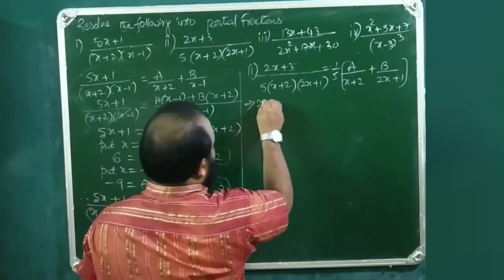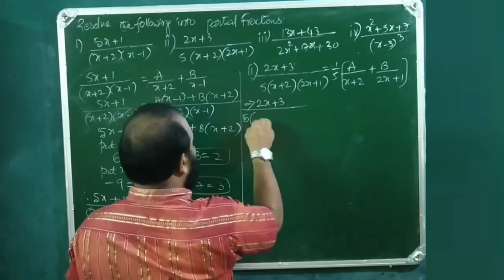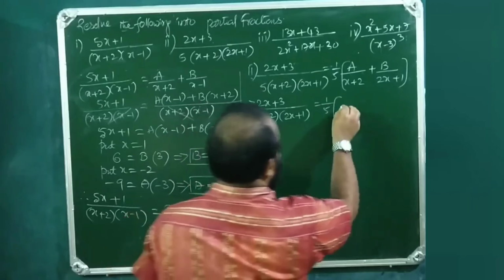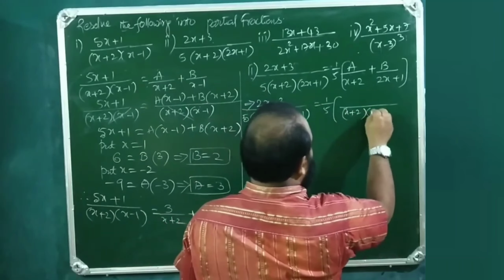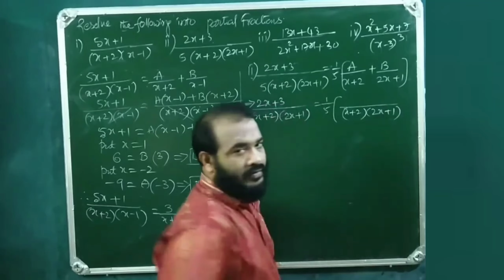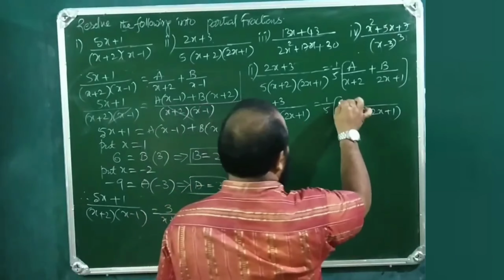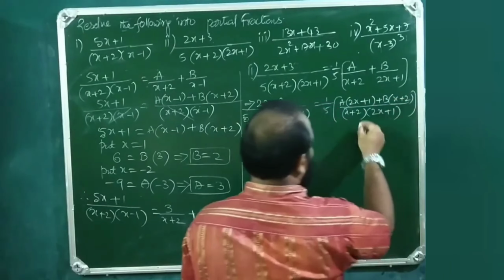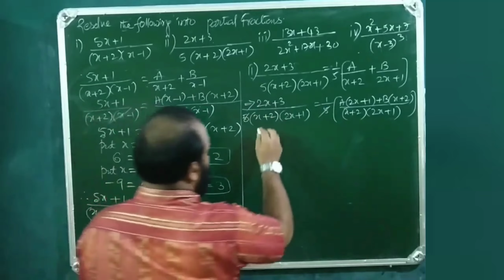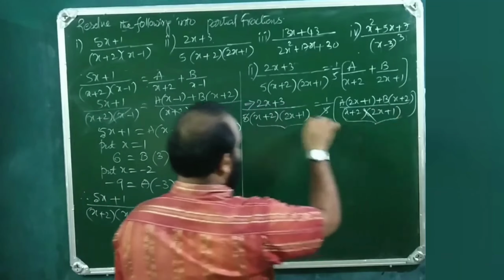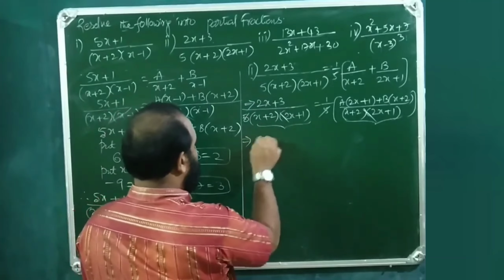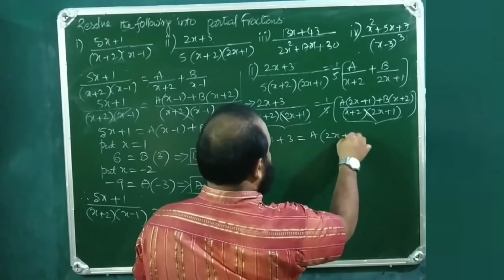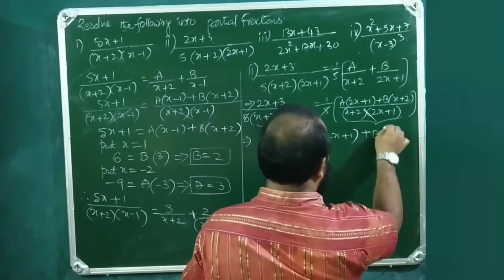Now 2x plus 3 by 5 into x plus 2 into 2x plus 1 is equal to 1 by 5 into, x plus 2 into 2x plus 1 is the LCM. So a into 2x plus 1 plus b into x plus 2. So 5 on both sides gets cancelled, and this also on both sides gets cancelled. So 2x plus 3 is equal to a into 2x plus 1 plus b into x plus 2.